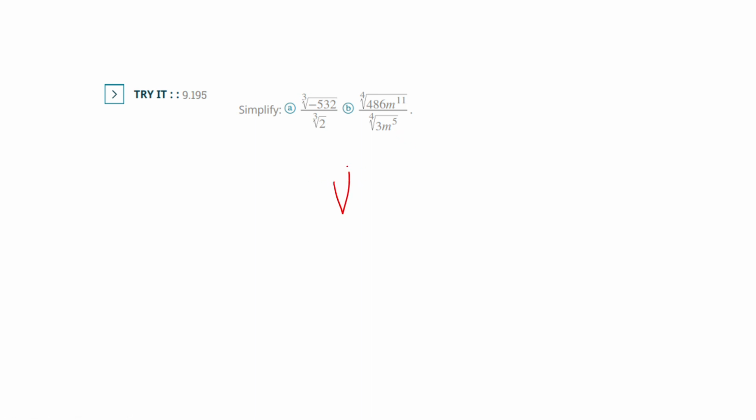So we're going to put this back under 1. It's supposed to be an 11. Okay, so we're going to simplify this. I'm sure 3 goes into both of them. I'm going to let my friendly calculator help me with this. So I've got the 4th root of 162. Now I had 11 m's on the top and 5 on the bottom. I've got 6 m's left.